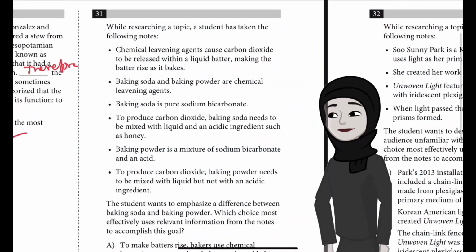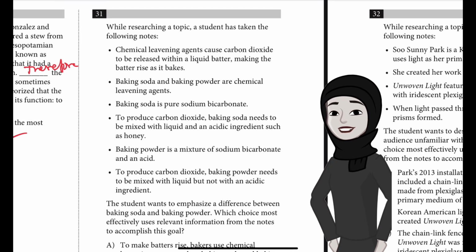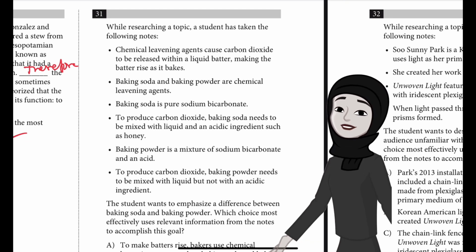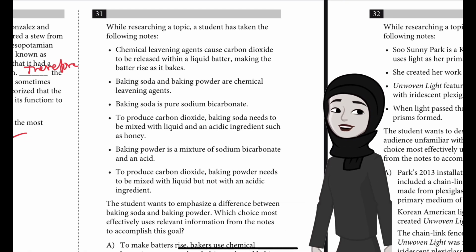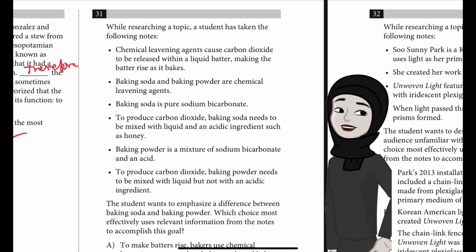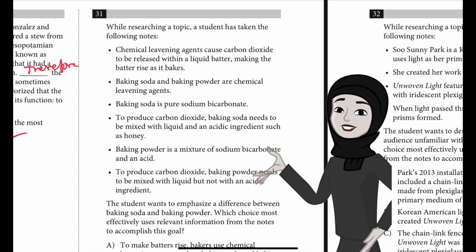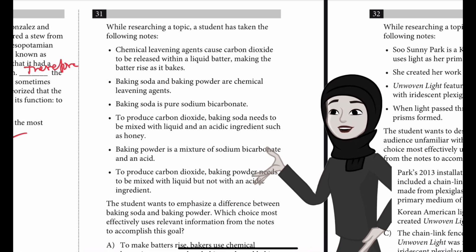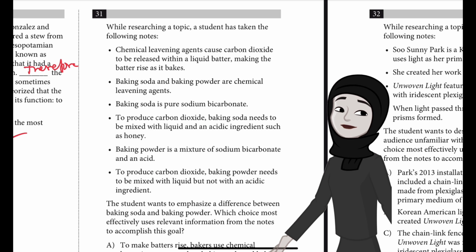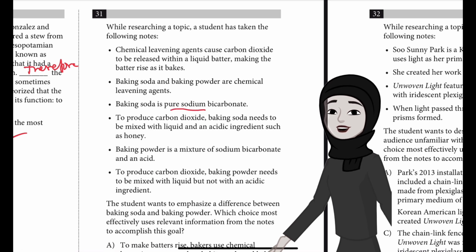So moving on to question number 31, we can now first read the question. While researching a topic, a student has taken the following notes. Chemical leavening agents use carbon dioxide to be released within a liquid batter, making the batter rise as it bakes. Baking soda and baking powder are chemical leavening agents. Baking soda is pure sodium bicarbonate.